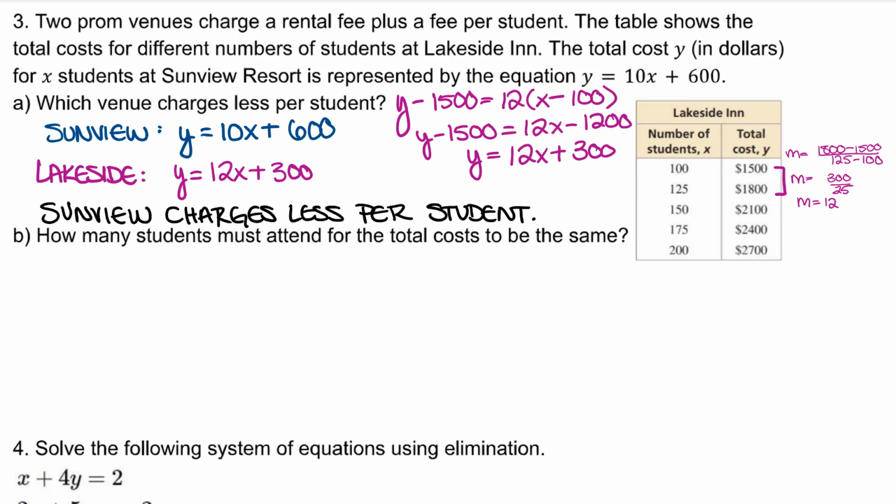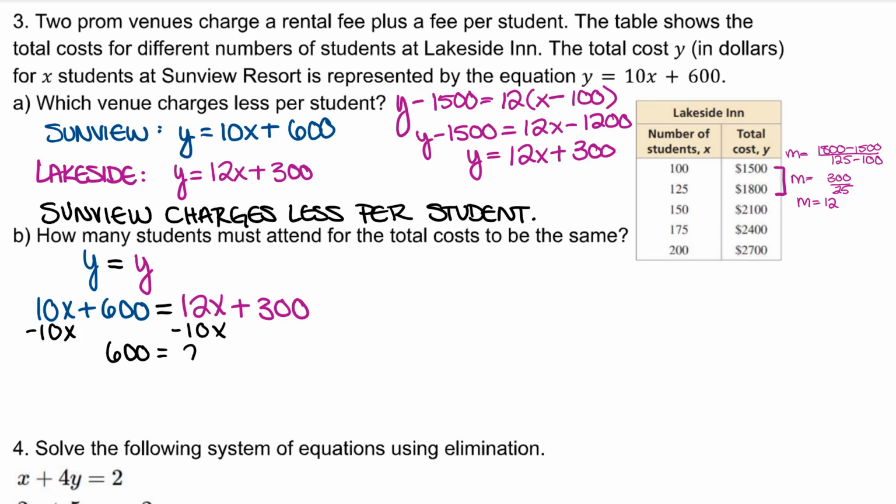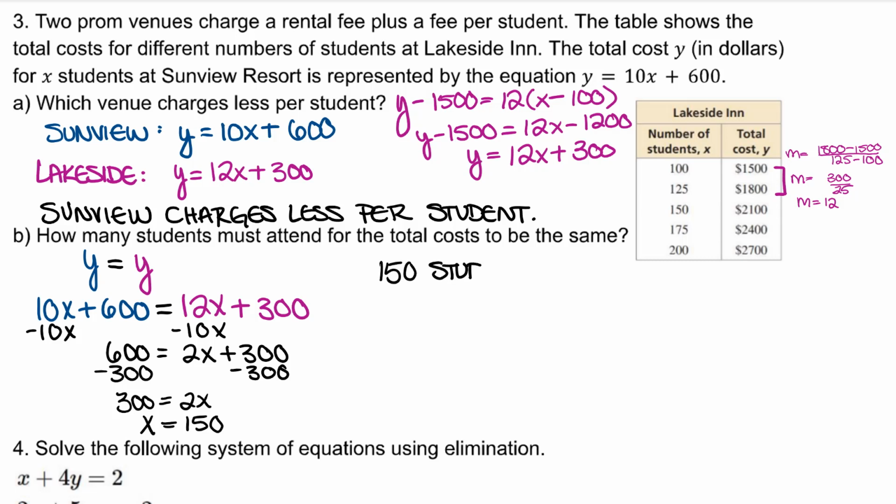How many students must attend for the total costs to be the same? So how many x in order for the y's to be equal? What we're going to do here is make the y's equal to one another and solve for x. Continue solving. Therefore, 150 students must attend for the cost of each venue to be the same.